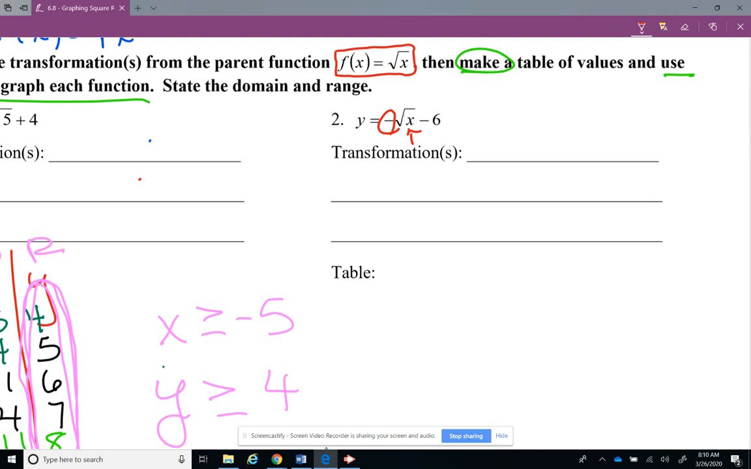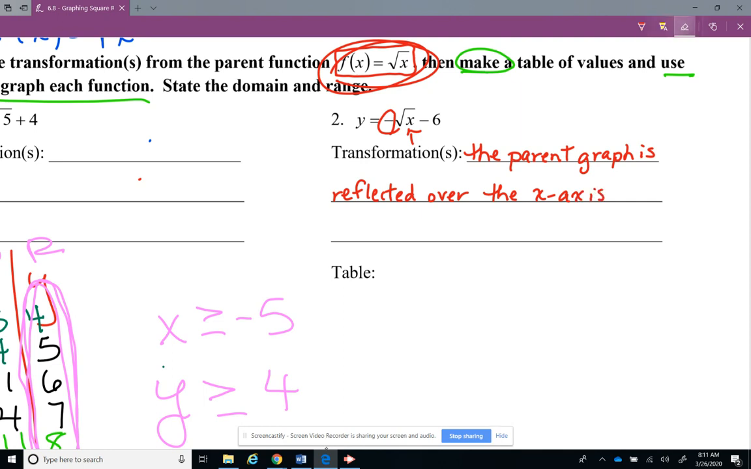So, just another way of writing the transformation, instead of writing out literally the parent graph, we're going to say the parent graph is reflected over the x-axis. All right, so we took care of that one.